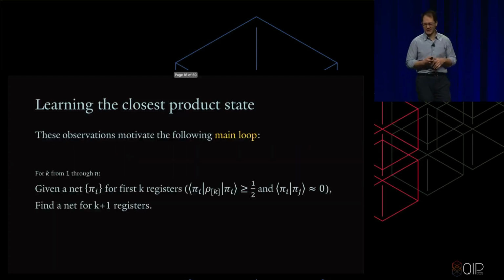So the next step is going to be actually finding these product state extensions, and I'll just tell you immediately that the naive thing of just taking one of the pi i's and sticking on a new state at the end is not going to work, because sticking on that extra k plus first state might degrade the quality of this product state approximation.